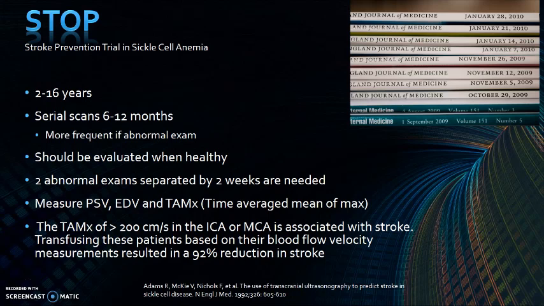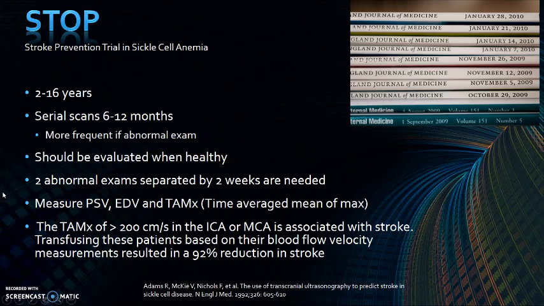The findings were so prominent that the National Institutes of Health released a statement requiring that kids with sickle cell anemia receive serial scans yearly. If the scans are abnormal, they will repeat them more frequently. Another part of the protocol is that they should be evaluated when they're in a healthy state, as opposed to when they're in a sickle cell crisis.